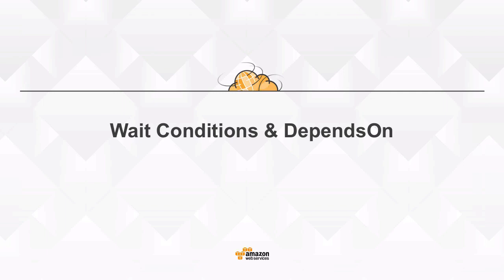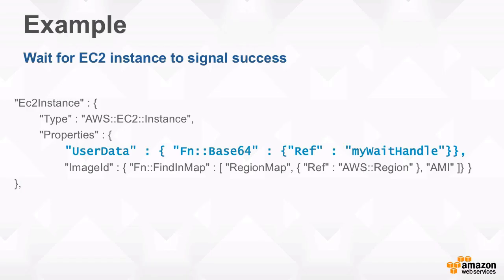Another advanced feature of CloudFormation that we want to talk about is wait conditions. We'll also talk about DependsOn, but we'll use one example to cover both. This is a very simple CloudFormation resource called EC2 instance that we're deploying, and we're passing some user data, some arbitrary data, to this instance. The user data is available via the EC2 metadata service, so the instance itself can view this data once it's launched. This user data is a reference to another CloudFormation resource called myWaitHandle, which is part of the wait condition, which we'll see on the next slide.